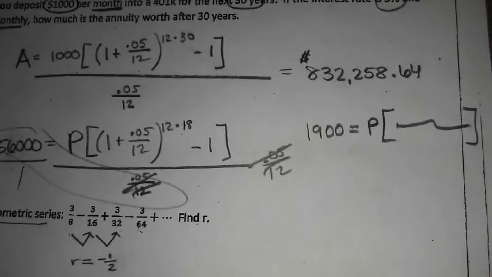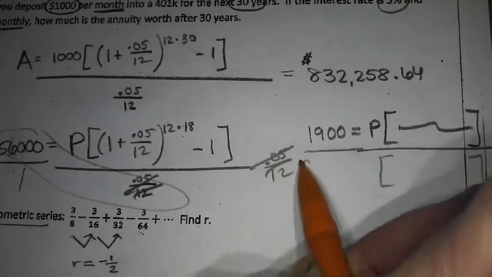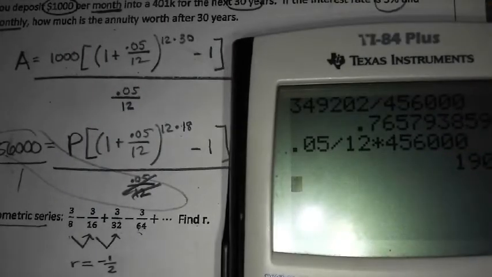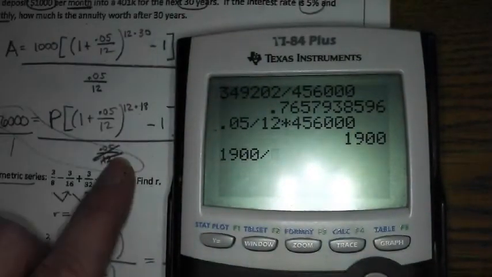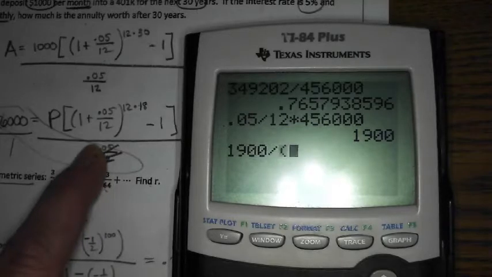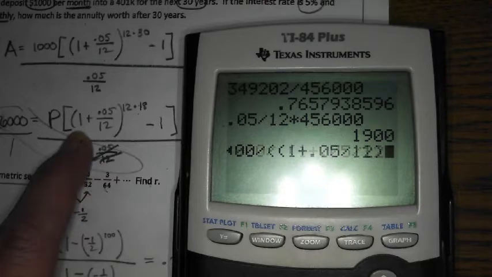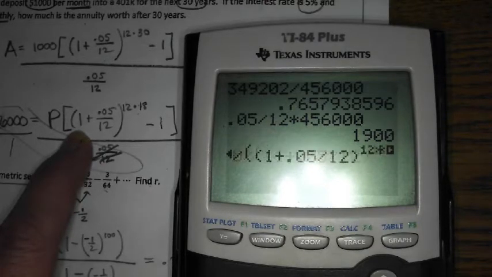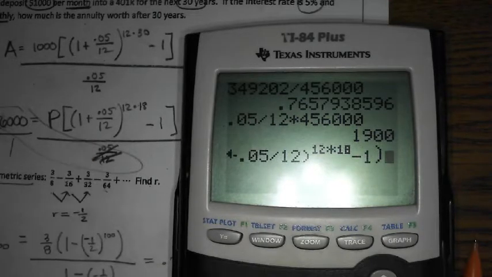How do I get P by itself? Divide both sides by that bracketed nonsense, right? So I'm going to do 1,900 divided by all of that bracketed stuff. So open parentheses for the denominator, open parentheses for the 1 plus 0.05 over 12, raised to the 12 times 18th power, minus 1. Close parentheses for the denominator. Moment of truth. Any guesses?